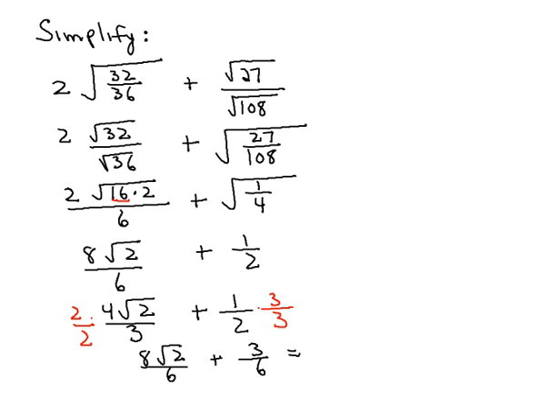And combining further into a single fraction, we'll have 8 times the square root of 2 plus 3 then all over 6. Now the terms in the numerator you can see are not like terms, so we can't then simplify any further.